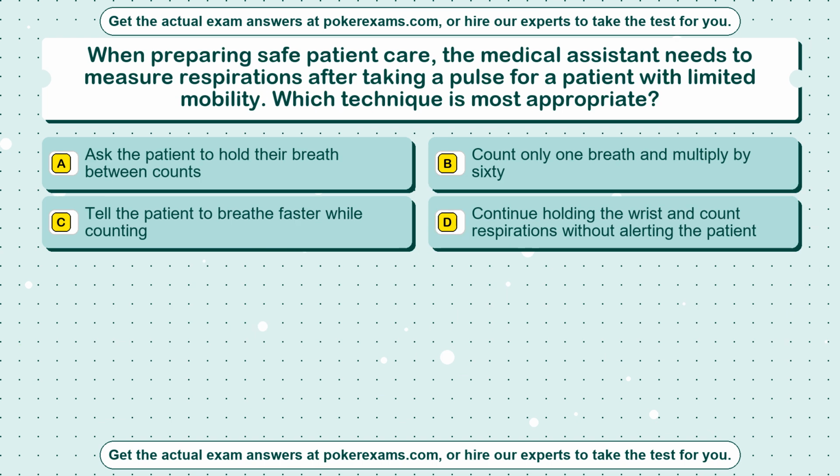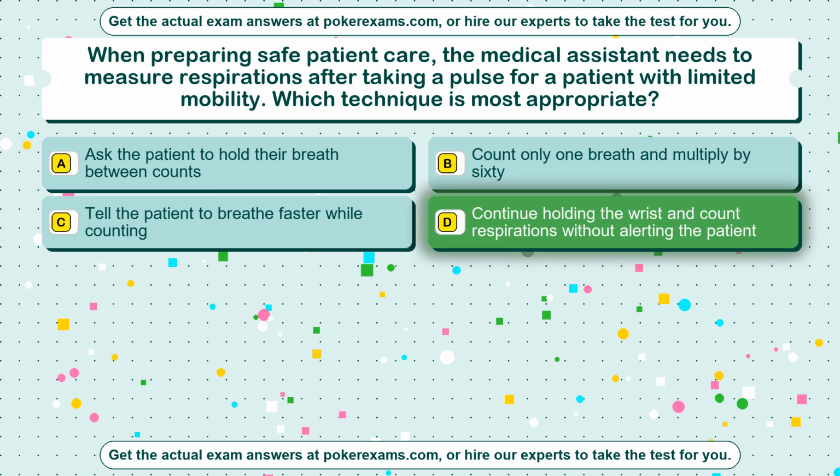Question 70. When preparing safe patient care, the medical assistant needs to measure respirations after taking a pulse for a patient with limited mobility. Which technique is most appropriate? Option A. Ask the patient to hold their breath between counts. Option B. Count only one breath and multiply by 60. Option C. Tell the patient to breathe faster while counting. Option D. Continue holding the wrist and count respirations without alerting the patient.